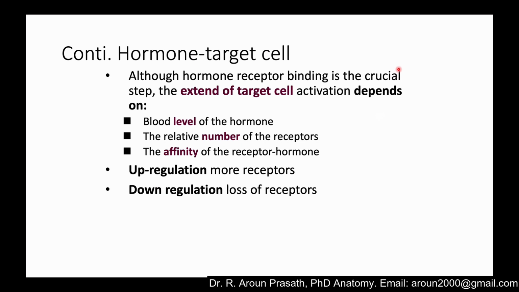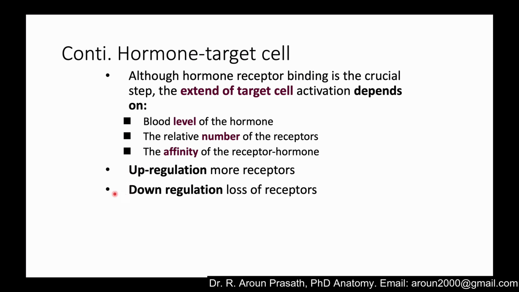All hormone receptor binding is a crucial step. The extent of target cell activation depends on the blood level of the hormone, the relative number of receptors, and the affinity of the receptor for the hormone. So these are all the factors in how effectively the hormone is functioning in the body. So there are two phenomena.